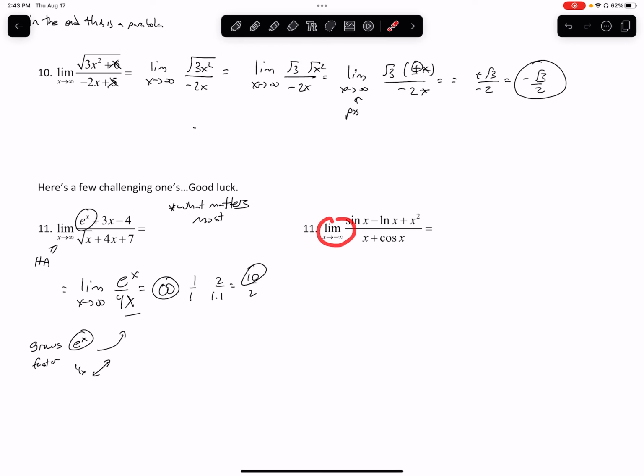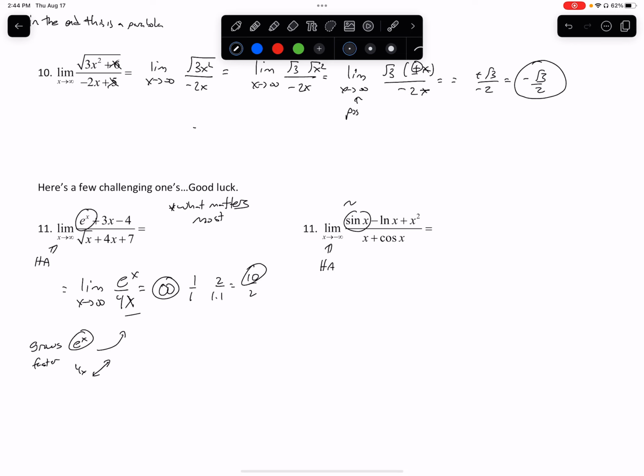Same thing, we're looking at a horizontal asymptote. And on top, now it's going to be kind of tricky right here. We have sine of x. Well, what does sine of x do? Well, sine of x just oscillates back and forth. Natural log of x does kind of grow, but a parabola grows much faster. So what matters most on the top, we should get that x squared. So I'm going to write this as a limit as x goes to negative infinity of x squared. I should make that look a little bit better there.